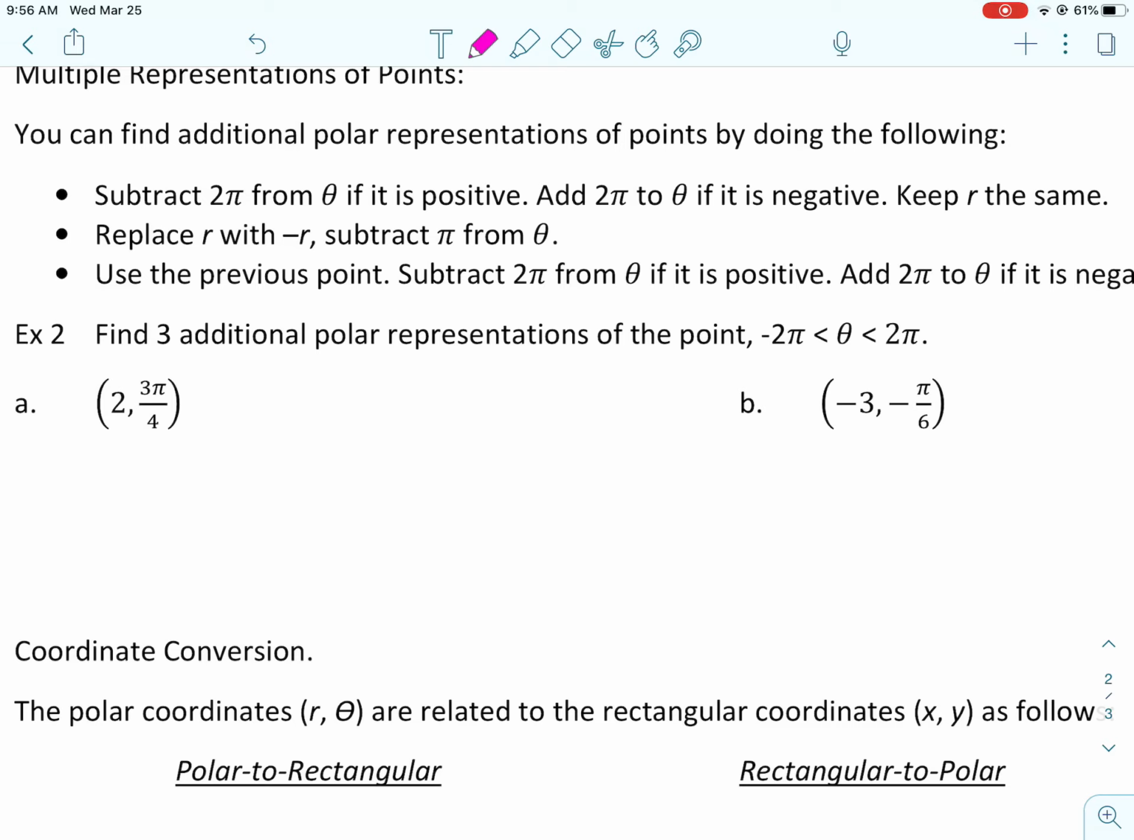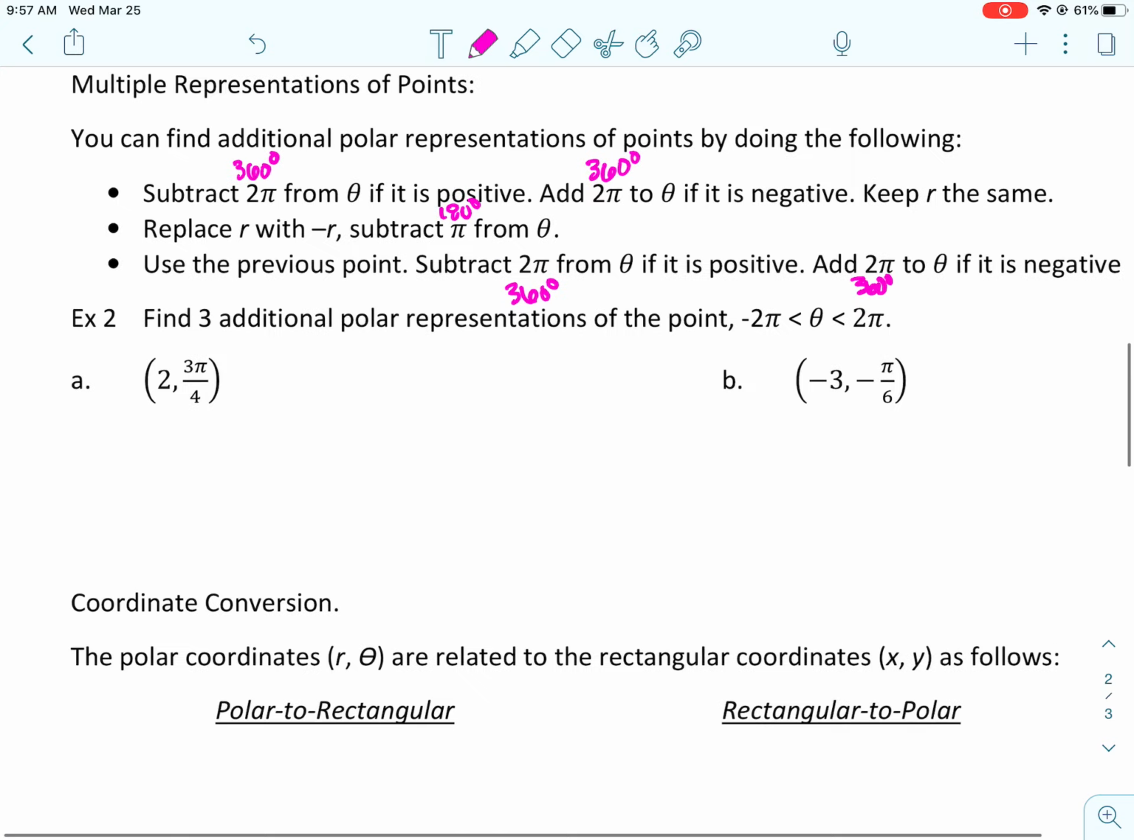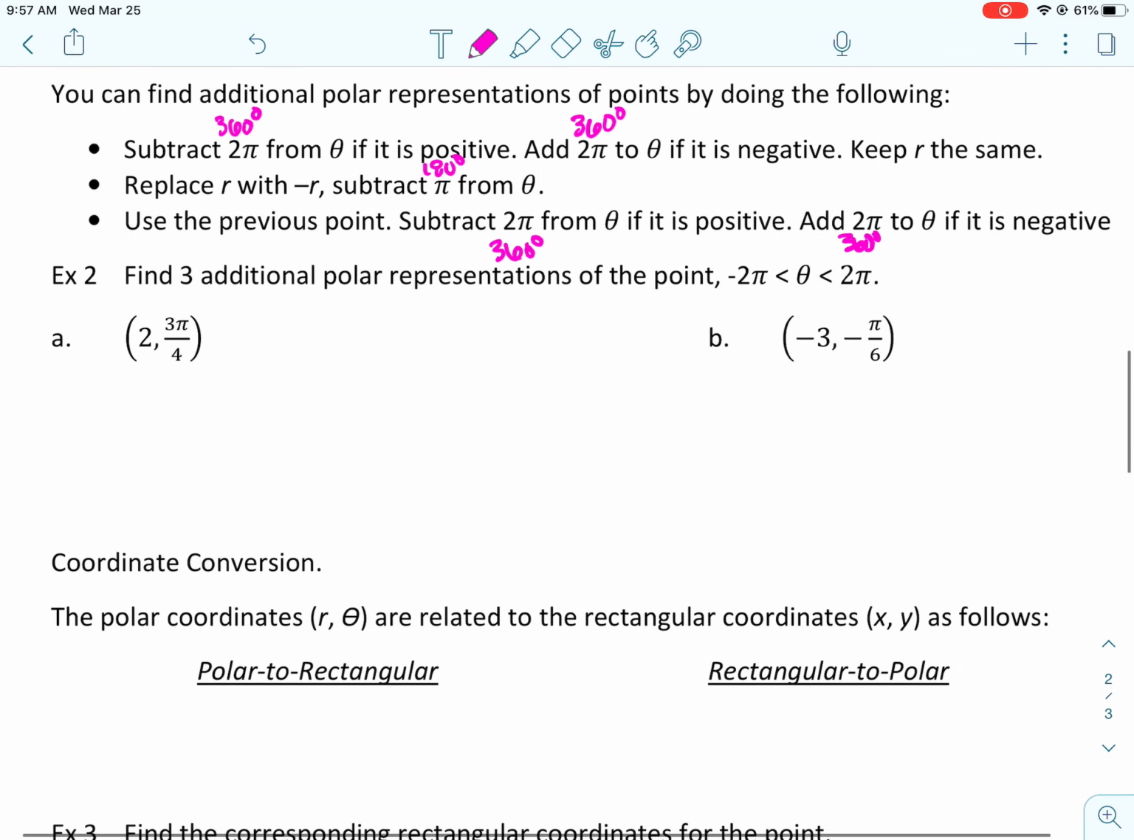And then I have up here typed the process you go through to get it. And for all of these, I also want you to know if it's in degrees, anywhere where there's 2 pi, you would use 360 degrees if it was in degrees. And then anywhere where it's pi, you would use 180 degrees.